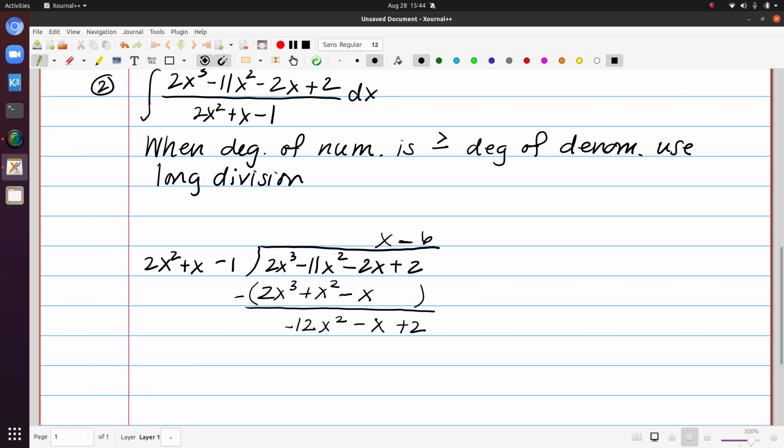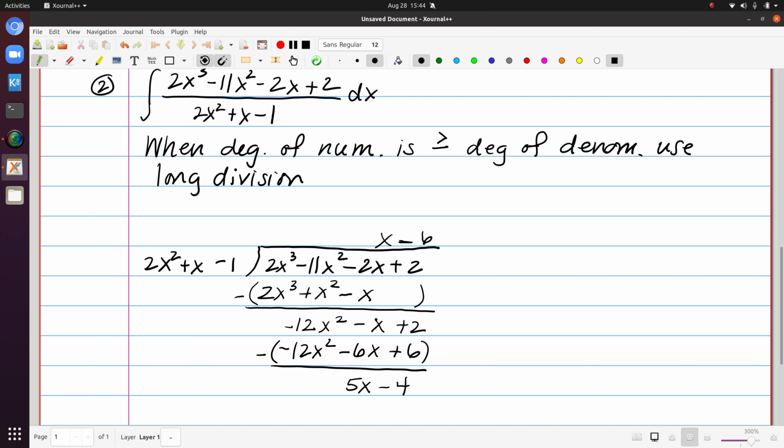So negative 6 times the denominator would give me minus 12x squared minus 6x plus 6. Again, I subtract that from what's above. The squared terms now cancel out. I have a negative x minus a negative, or plus 6x, so positive 5x. And I have 2 minus 6, so we get negative 4.